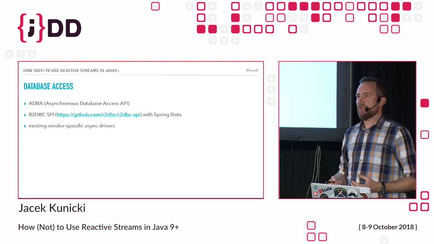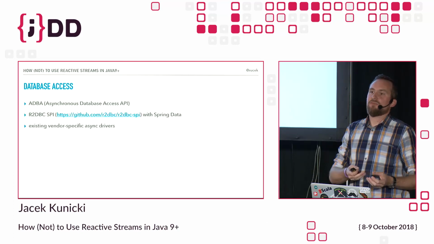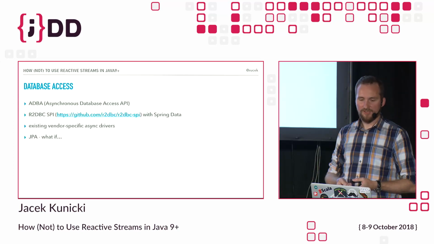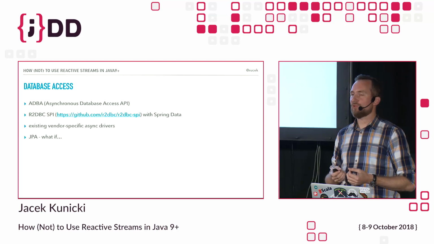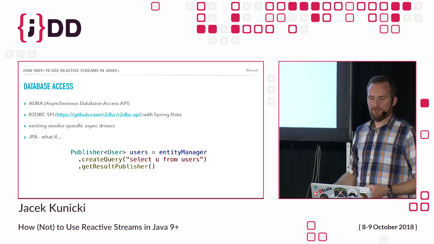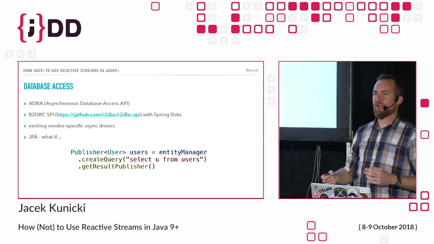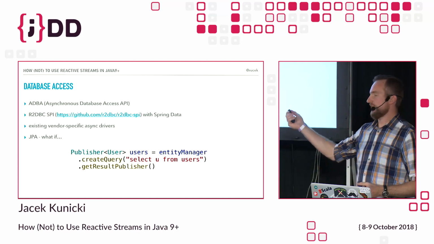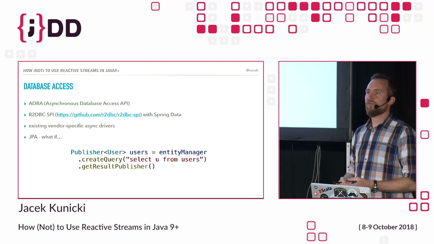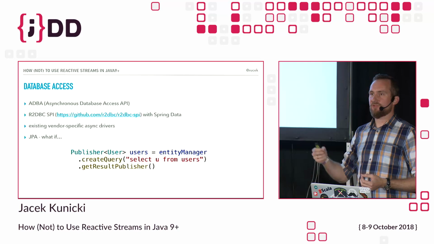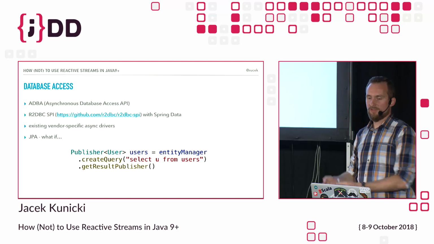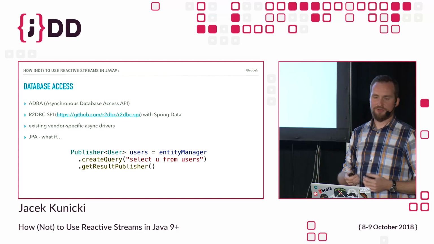There are some existing drivers that are vendor specific. They can be there, but there is no unified layer above them. Now, if you imagine what JPA could look like if you had the reactive behavior inside, you could imagine a query that you normally do, where here you have a publisher of users, but normally you have a list of users, and instead of getResultPublisher, you have getResultList. The approach with list and getResultList is not reactive, and if JPA was able to return a publisher, you would be able to communicate with your database in a reactive way as well. But this, once again, is something that you could dream of. It's not there yet.